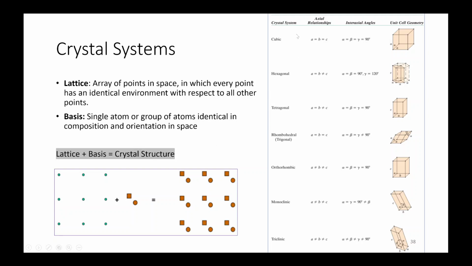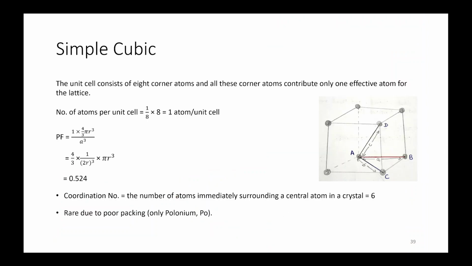Now these are various crystal systems that I told earlier: cubic, hexagonal, tetragonal, trigonal, orthorhombic, monoclinic, triclinic. These are your crystal systems. Now these are crystal structures. First is simple cubic. In this case, a unit cell consists of 8 corner atoms, and all these corner atoms contribute only one effective atom for the lattice.